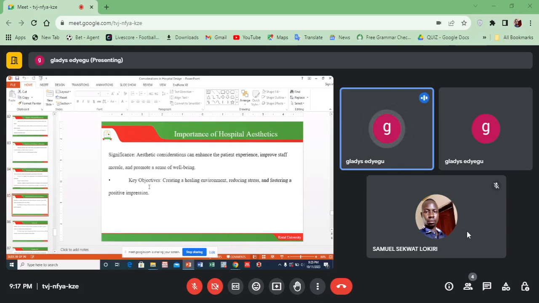What is the importance of hospital aesthetics? We don't just look at the service delivery, but also at our patients. So the significance is that aesthetic considerations can enhance the patient's experience, improve staff morale, and also promote a sense of well-being. When you have aesthetics that are impressive in your hospital, you just know that you're going to enhance your patient's experience.